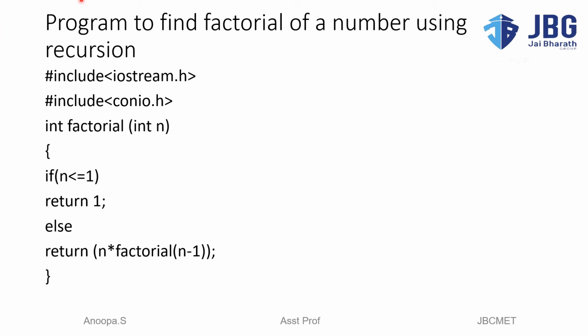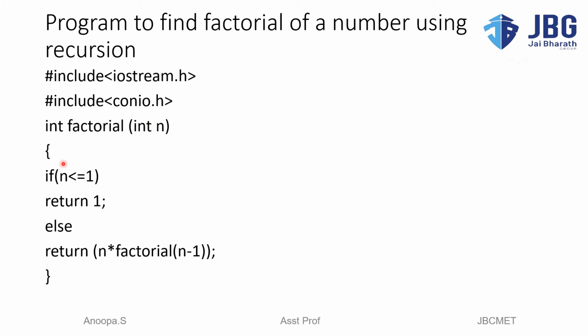This is a program to find the factorial of a number using recursion. We have discussed a program to find the factorial, and now this is using recursion. See, I have included the header files. This is our function: int factorial(int n). This means its return type is an integer, factorial is the function name, and the parameter is an integer number. It takes an integer number as input.